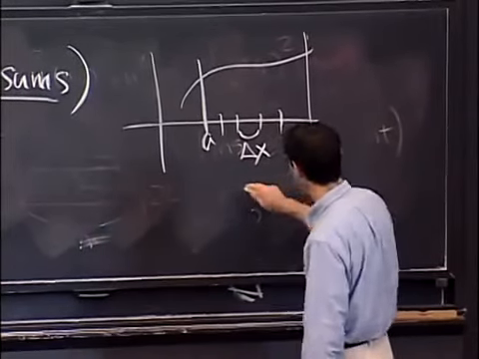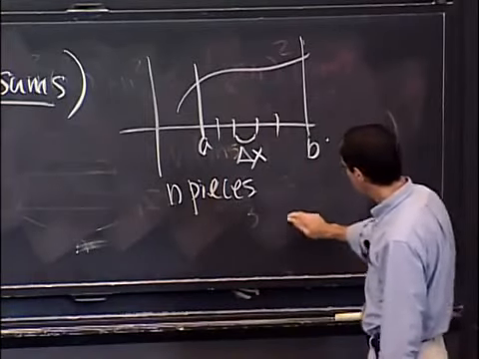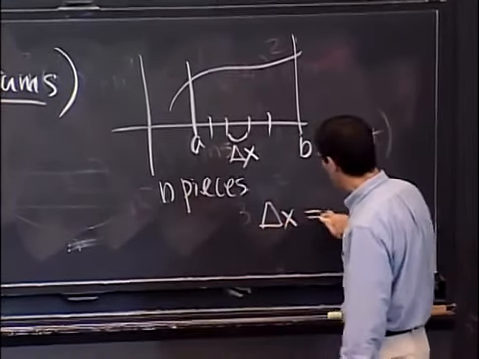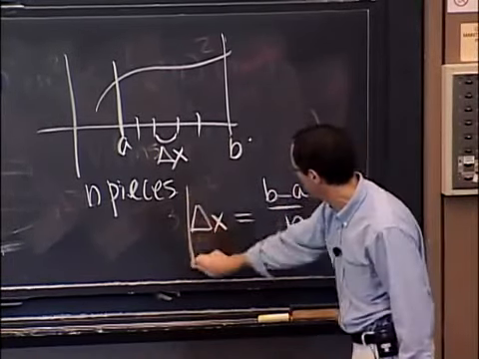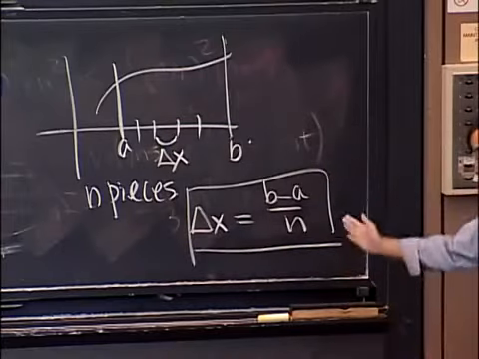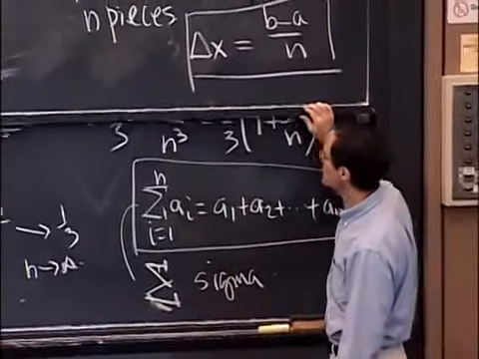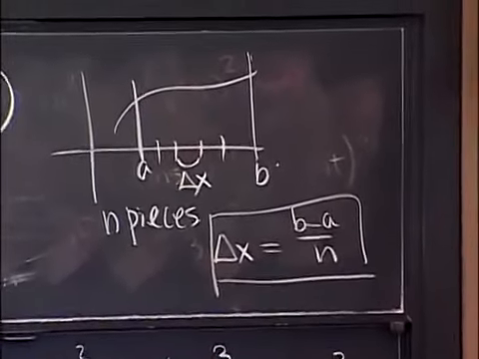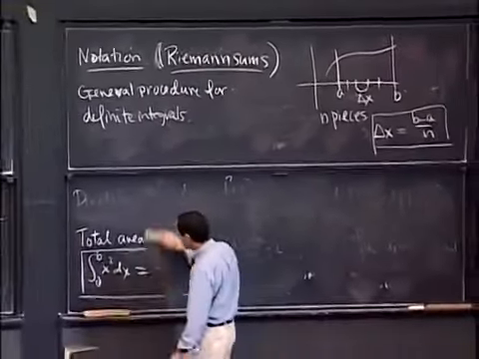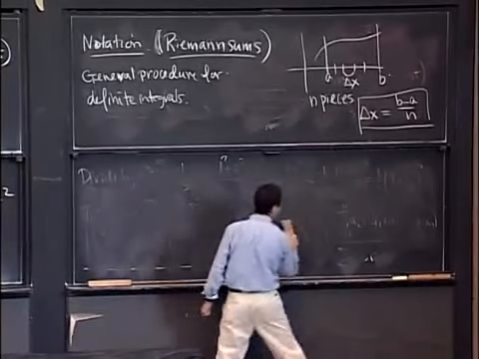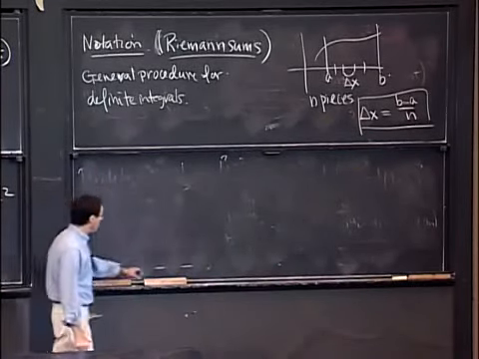So how many pieces are there? If there are n pieces, then the general formula is always that delta x is 1 over n times the total length. So it has to be (b minus a) over n. We will always use these equal increments, although you don't absolutely have to do it. We will for these Riemann sums.